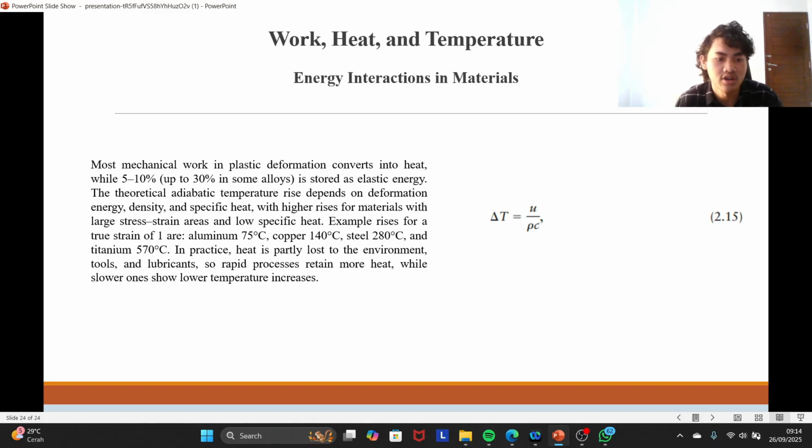Example: for a true strain of 1, aluminum 75 Celsius, copper 140 Celsius, steel 280 Celsius, and titanium 570 Celsius. In practice, heat is partly lost to the environment, tools, and lubricants, so rapid processes retain more heat, while slower ones show lower temperature increase.